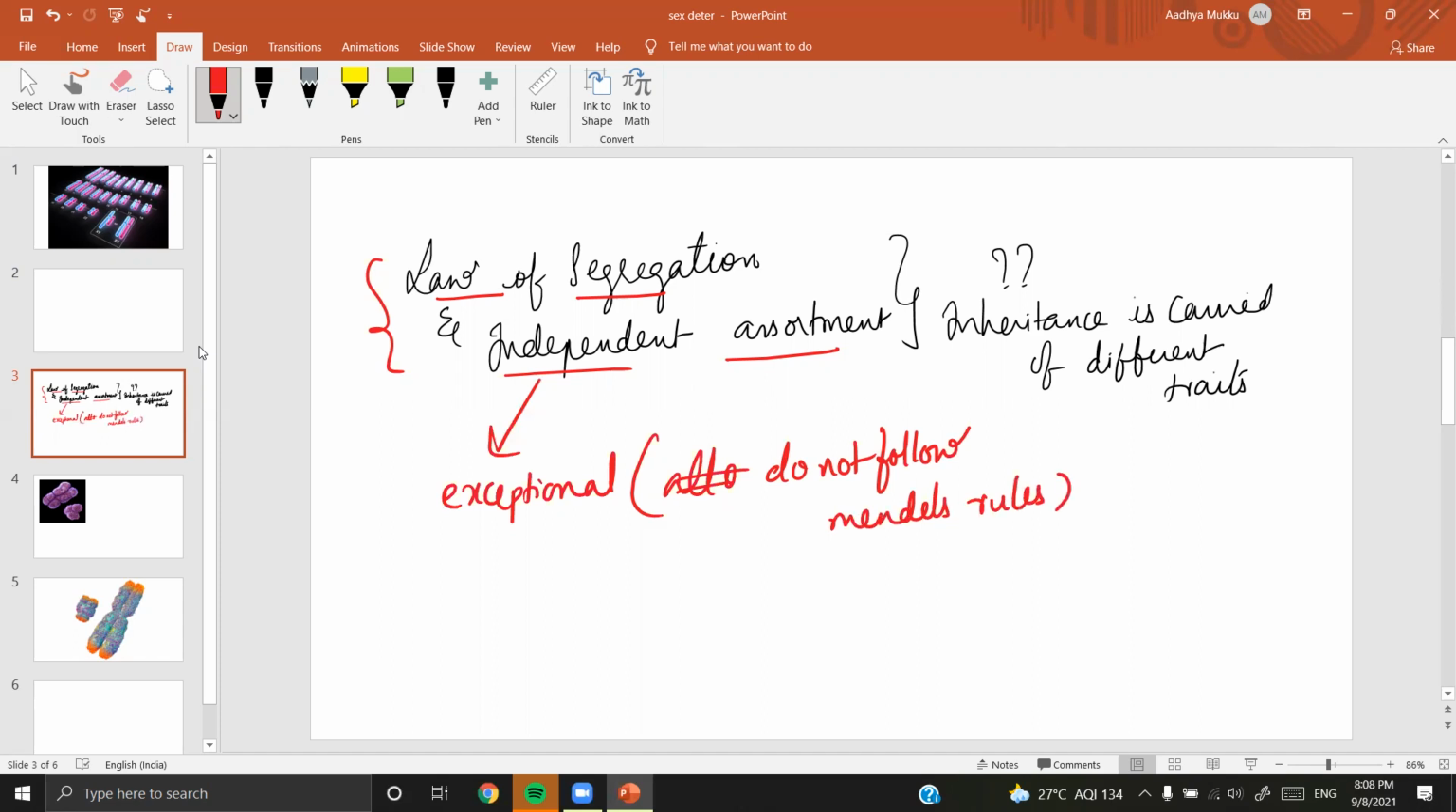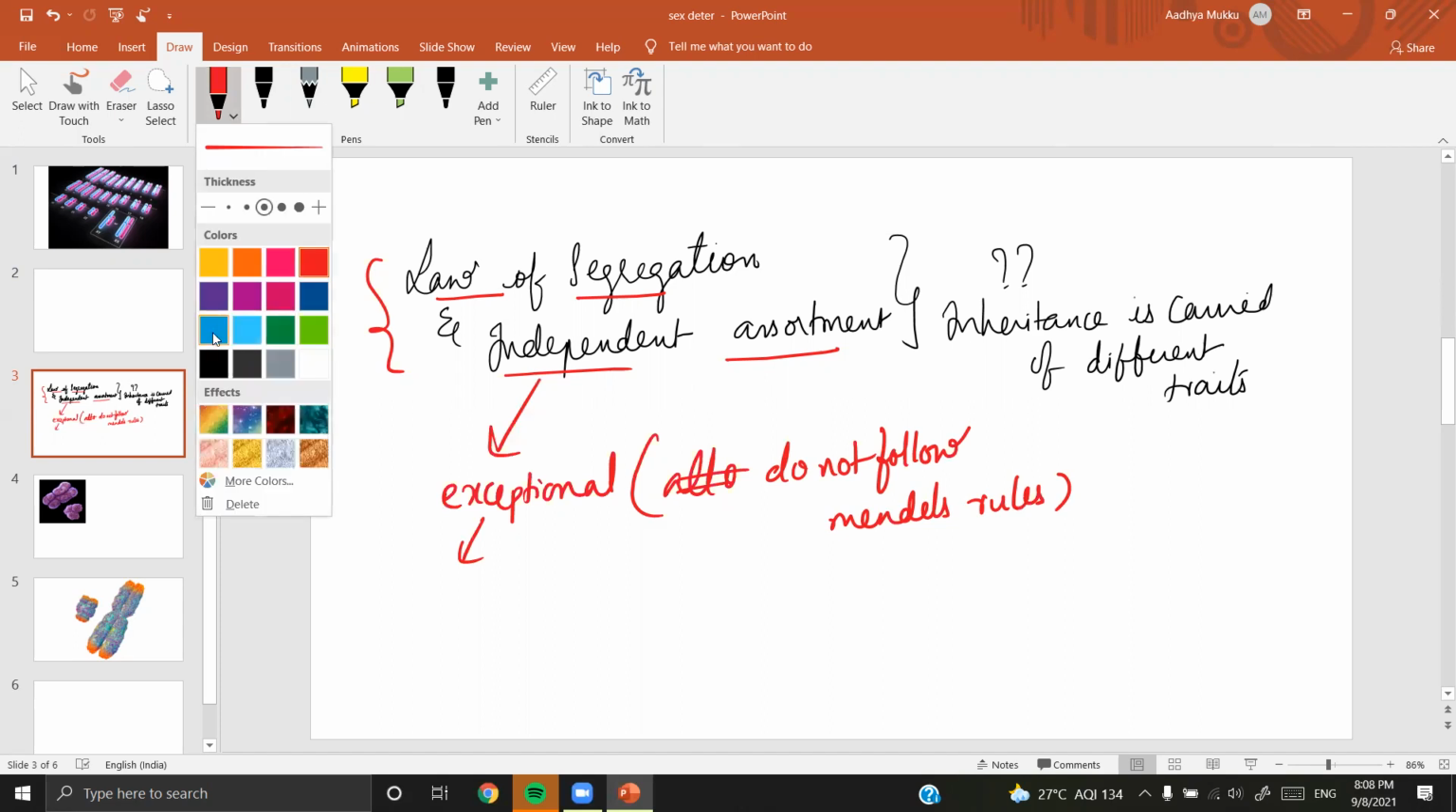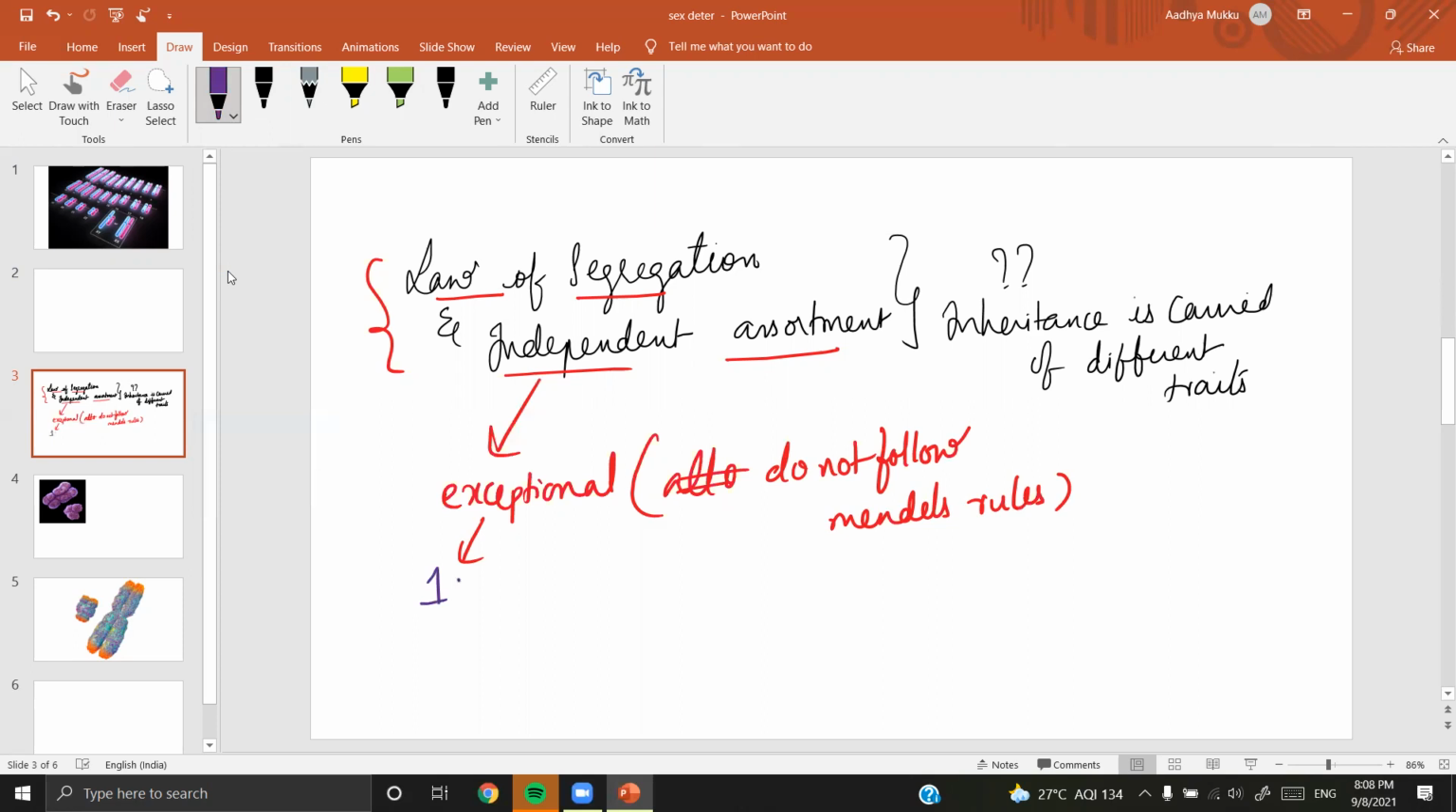And one main exceptional case, or extension, that we can speak of here is the inheritance of sex-linked characters. The inheritance of sex-linked characters does not follow the law of segregation or independent assortment. They run in a completely different way.